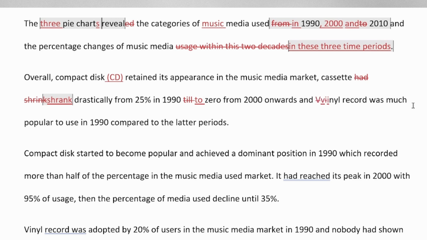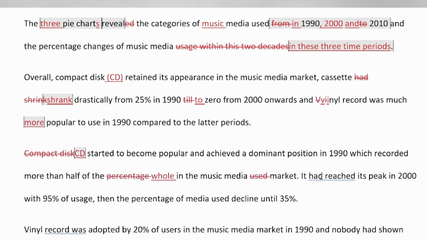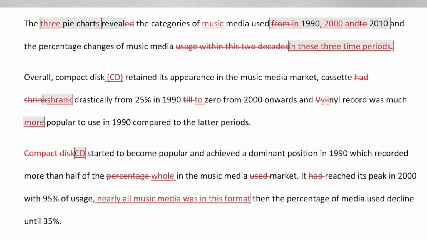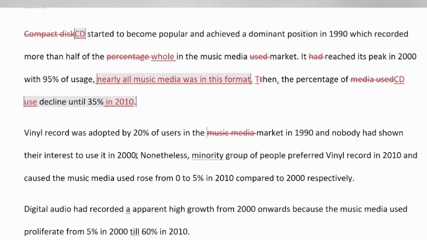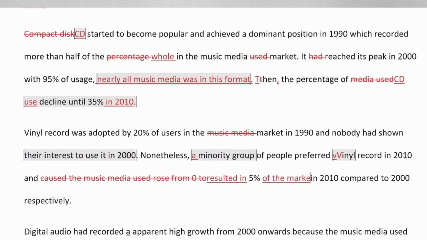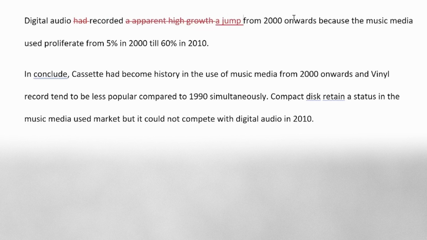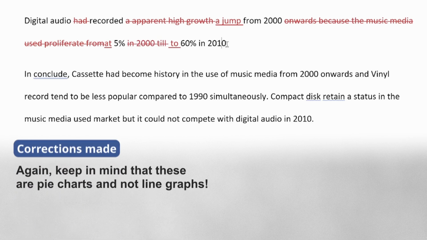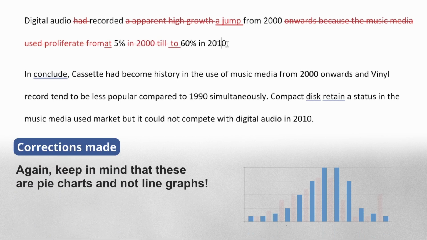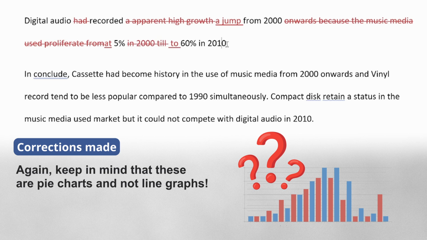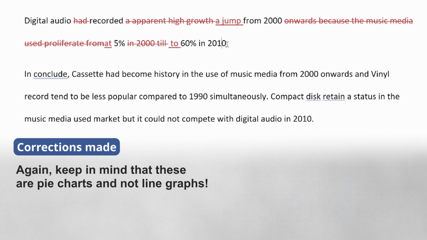Following some corrections to content, grammar, and punctuation, again, this candidate makes the mistake of writing as if this were a line graph rather than a pie chart, stating digital audio had recorded an apparent high growth from 2000 at 5% to 60% in 2010. Since we do not have continuity, this needs to be adjusted. Digital audio recorded a jump from 2000 at 5% to 60% in 2010.